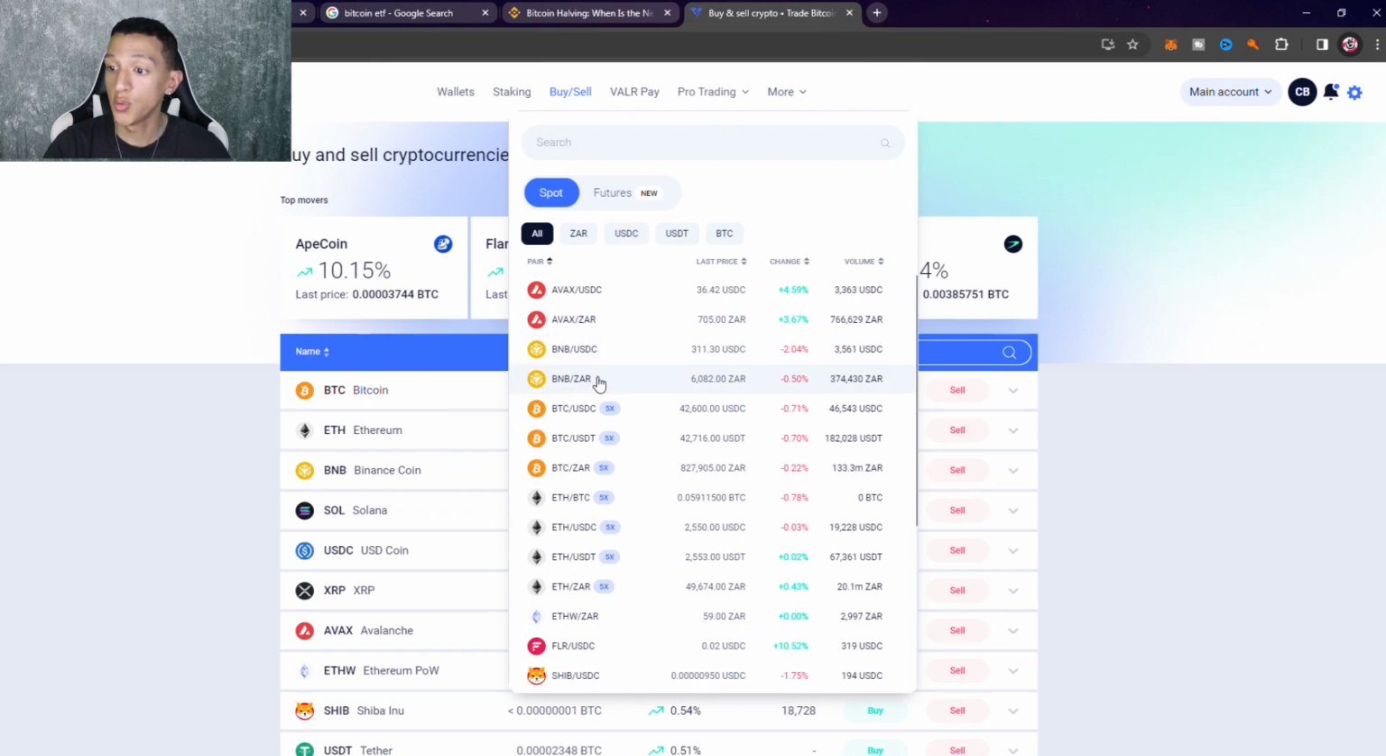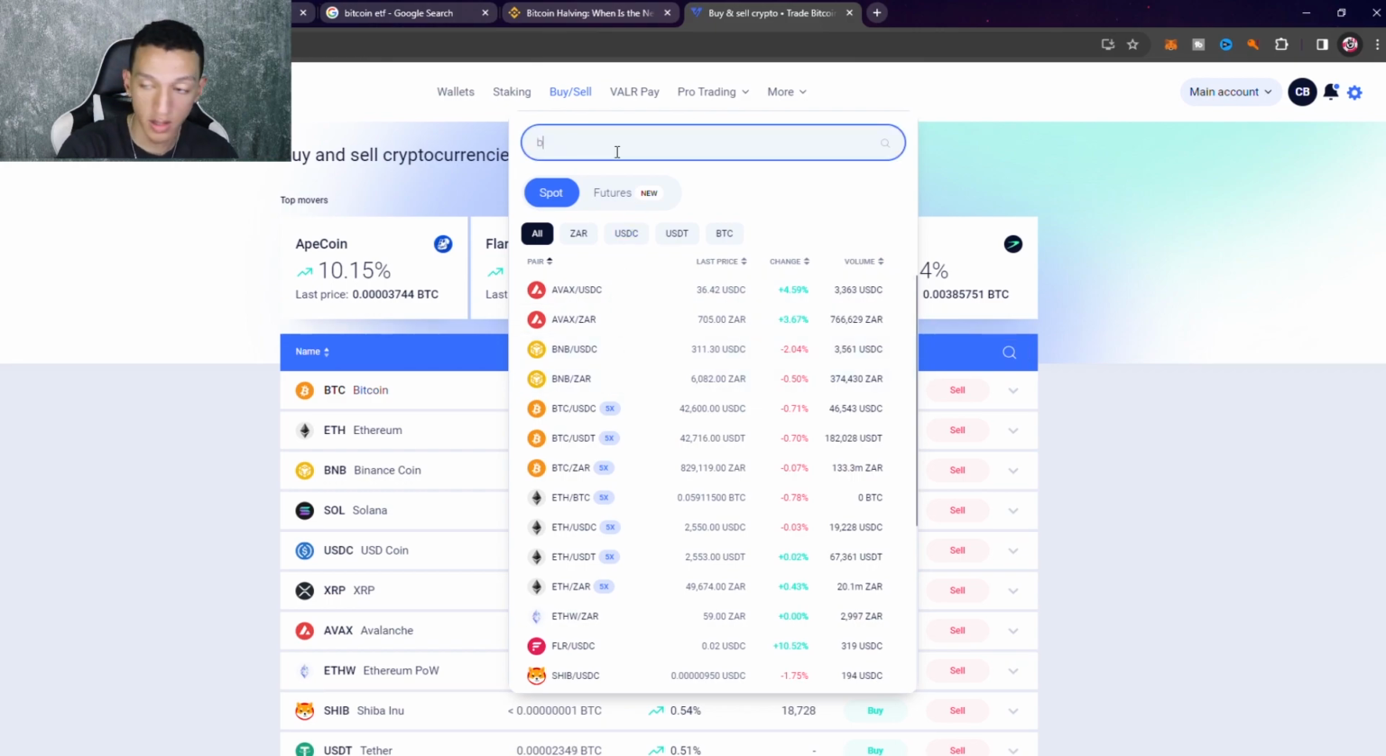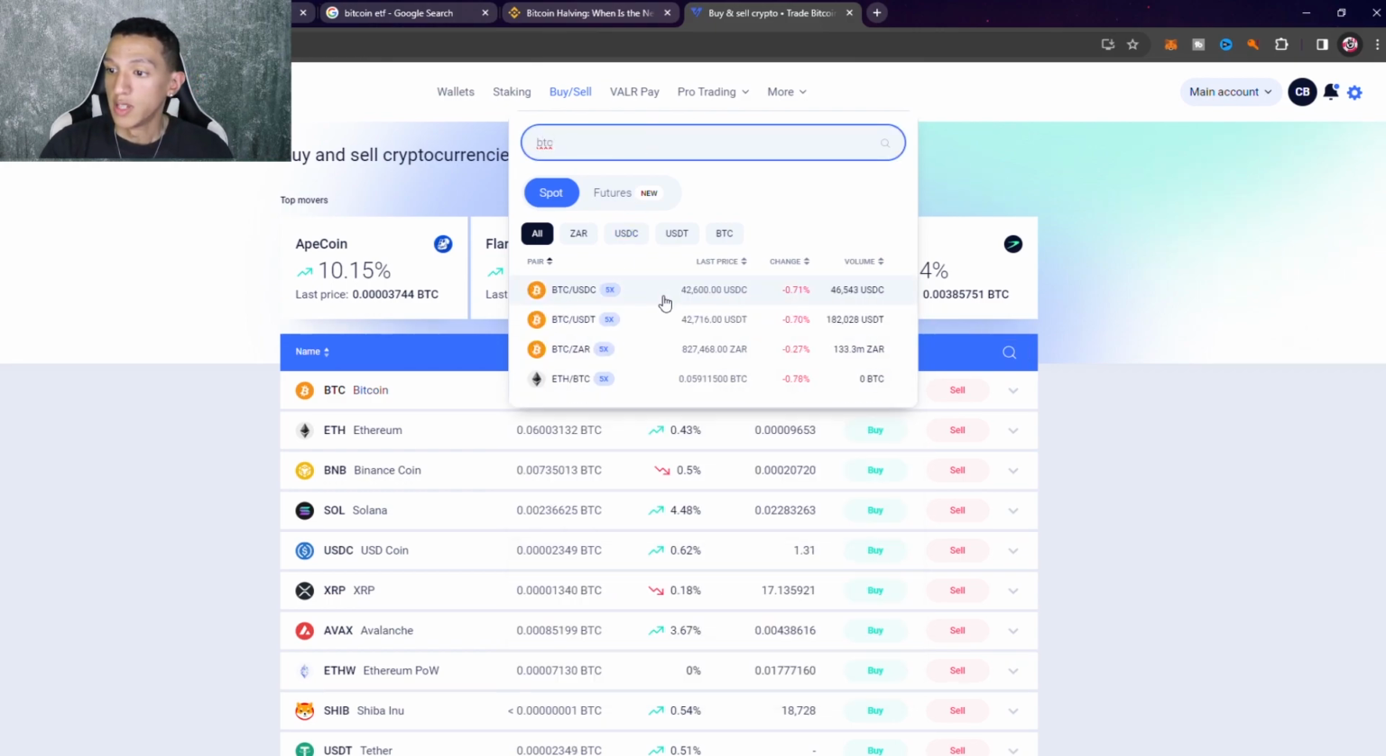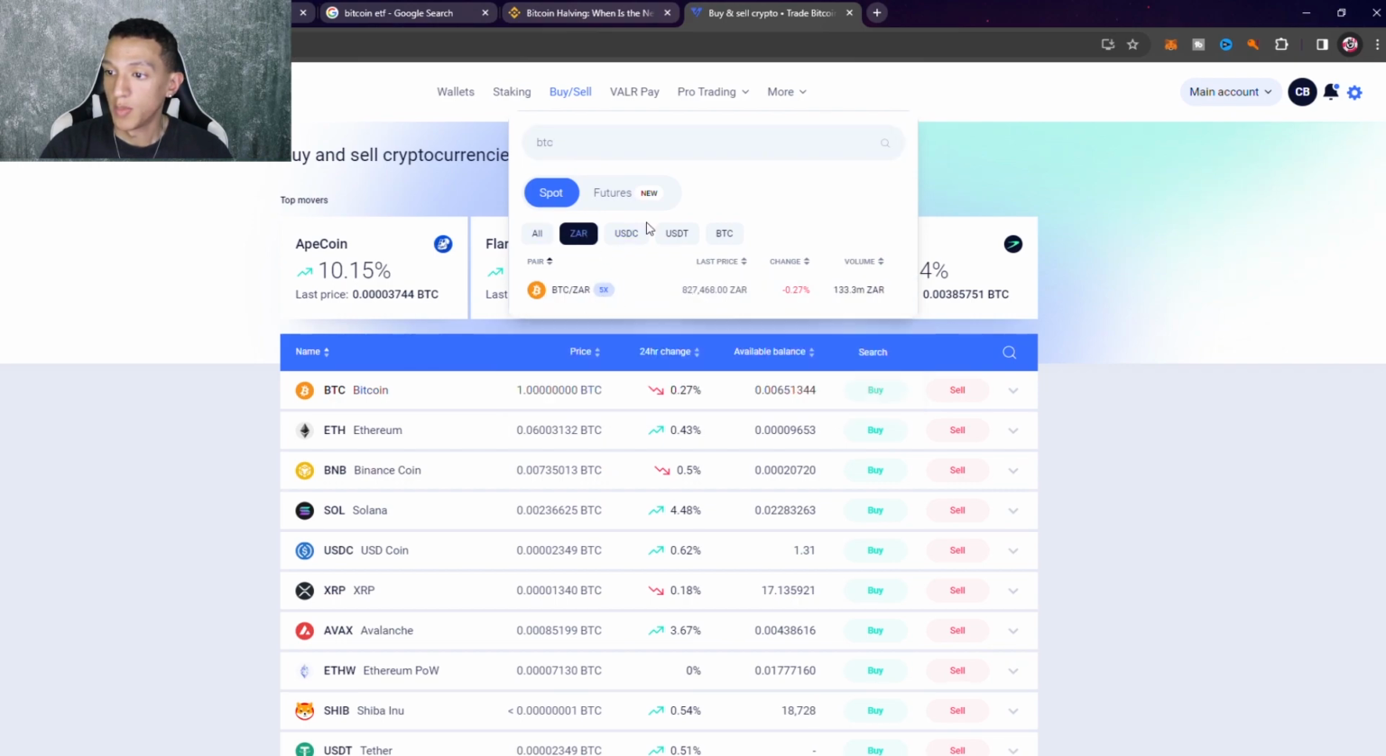So you're going to choose the currency you want to do this for. So we're obviously going to want to do BTC. So here we can see here's BTC. So we'll just click on BTC. ZAR basically. Yeah, there we go. So ZAR BTC, you also have USDC, but we want to do ZAR, and we'll just go here.